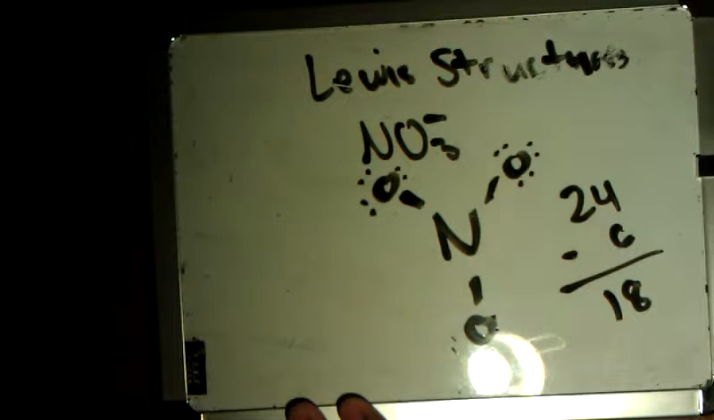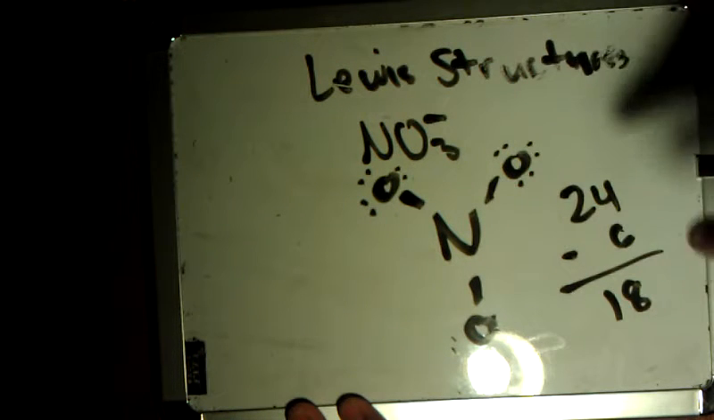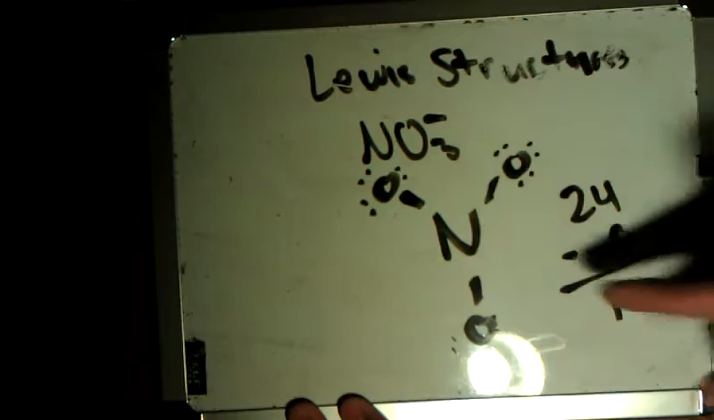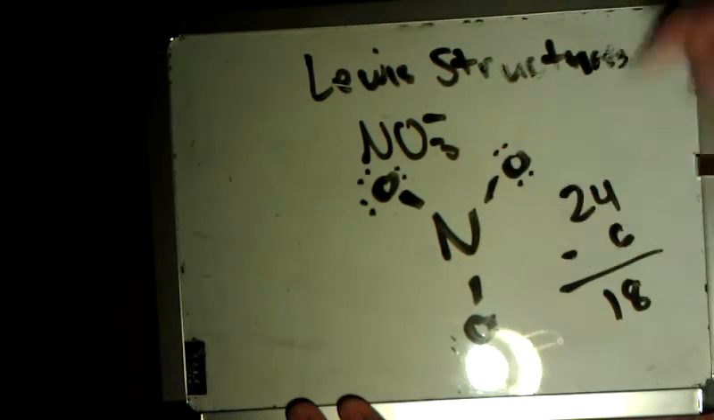However, if not all octets are satisfied, we want to use a lone pair of electrons to make a double bond to satisfy the remaining octet. So this one is not an octet. So we could take away 2 here, and boom, we have an octet here and everywhere.